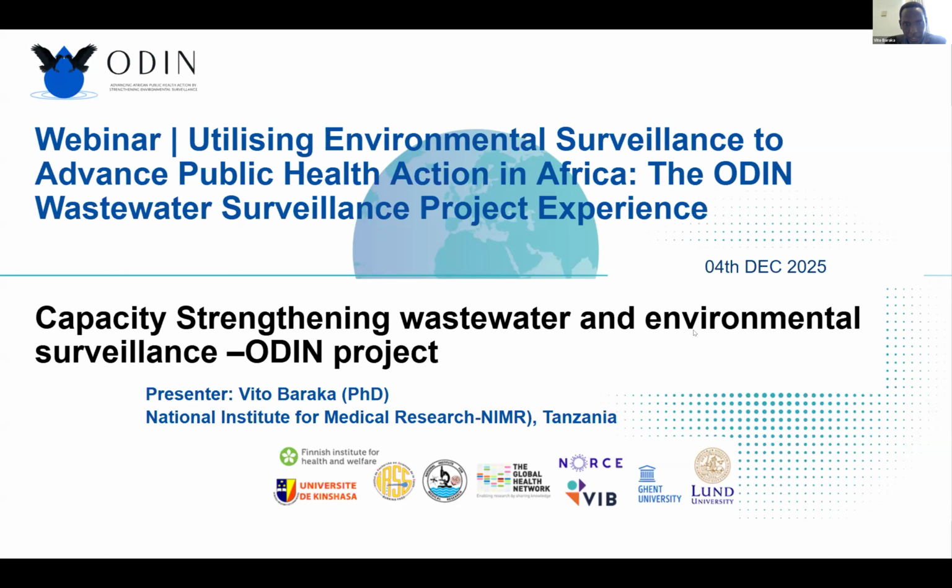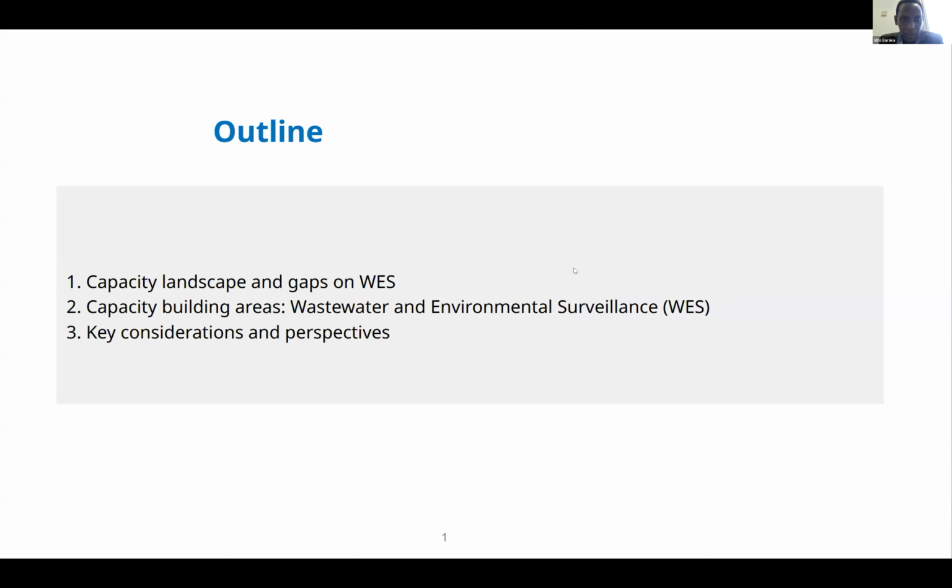To start, can you go next, please? This is the outline. I will highlight a little bit about the landscape in terms of capacity in the 3 African countries, but generally mimicking other sub-Saharan African contexts, and highlight some of the capacity strengthening needs and the approaches within the project to try to address some of the gaps that we've seen in terms of capacity. And finally, I will give my perspective and consideration in the end.